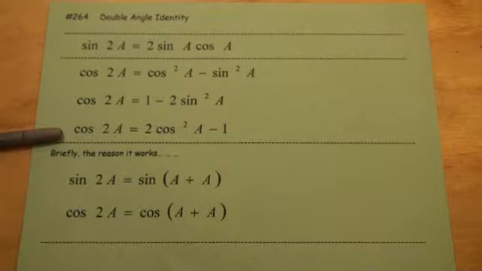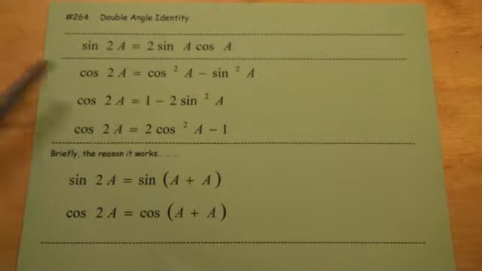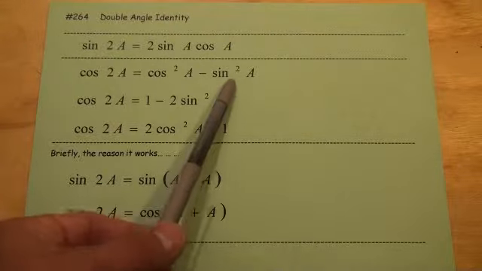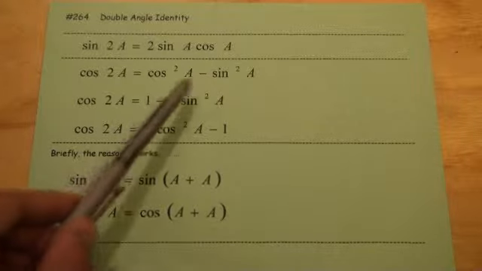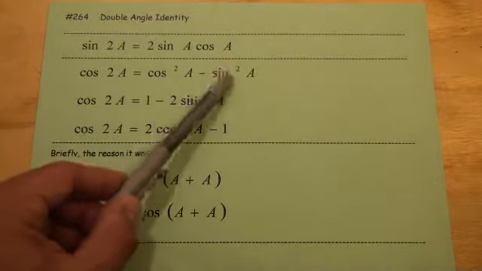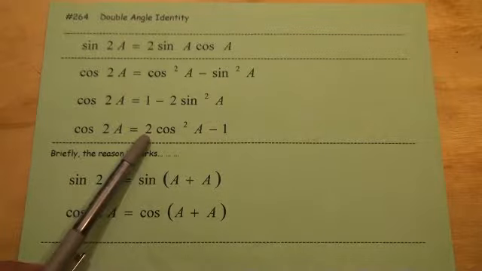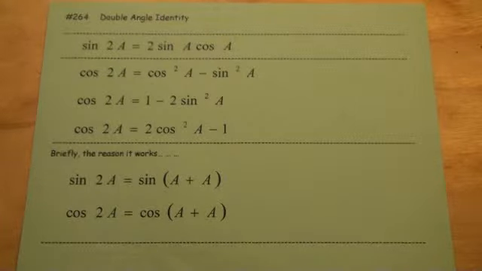Okay? Then for cosine double a, you can also rewrite sine squared as 1 minus cosine squared. So after distributing that minus sign into 1 minus cosine squared, you'll end up with an extra cosine squared. Therefore, you end up with 2 cosine squared a minus 1.